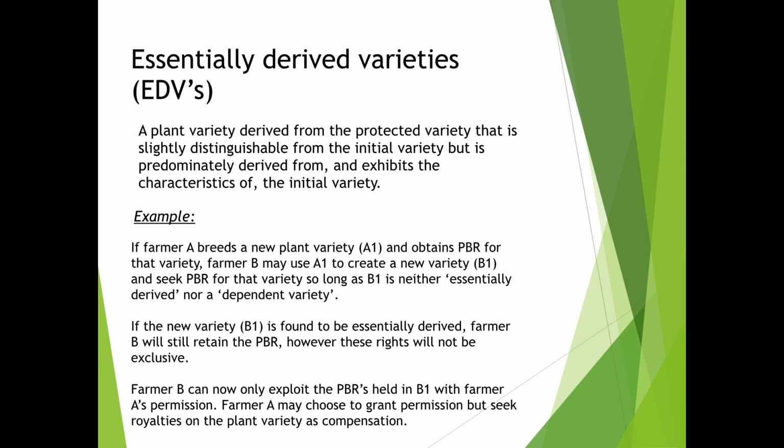However, if the new variety B1 is found to be essentially derived, farmer B can still retain the plant breeder's rights. However, these will not be exclusive. Farmer A can also exercise these rights, as B1 was essentially derived from their variety A1. Farmer B can now only exploit the plant breeder's rights held in B1 with Farmer A's permission. Farmer A may choose to grant permission to commercialise B1, but seek royalties on the plant variety as compensation.